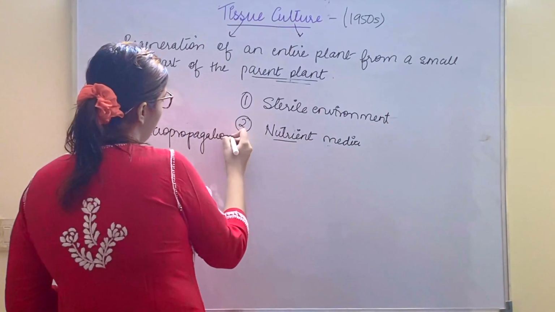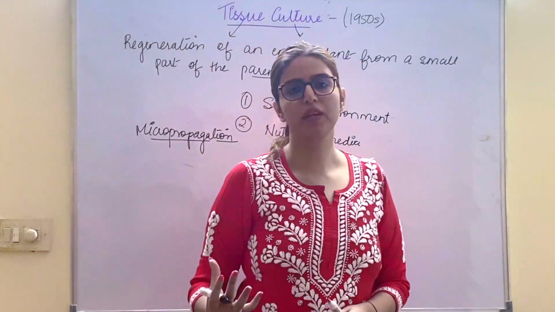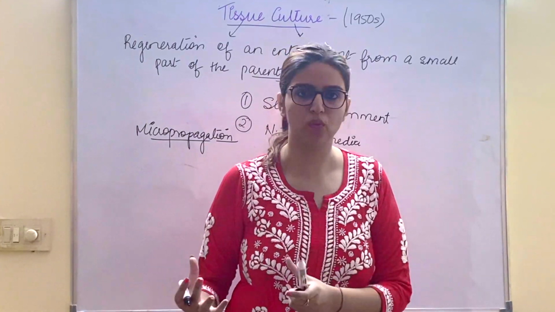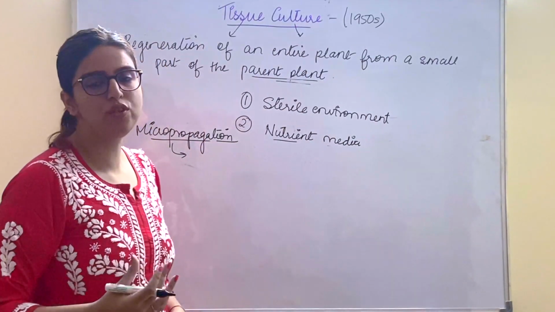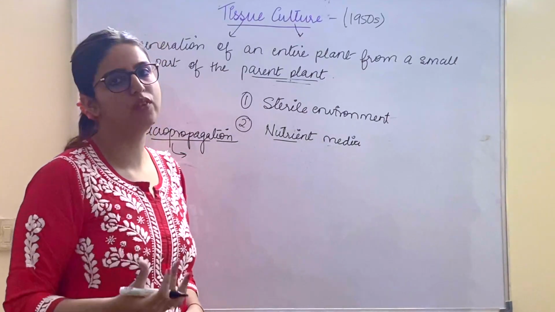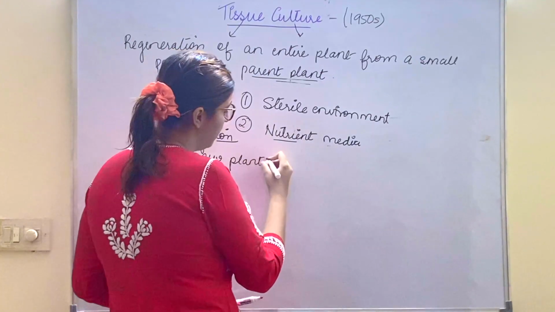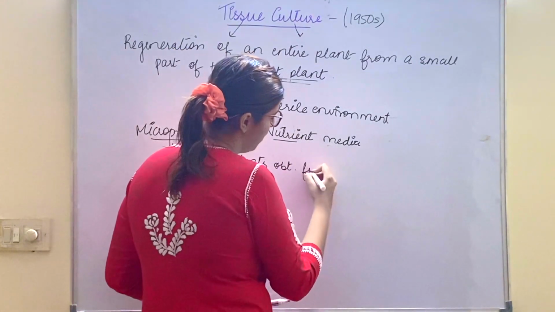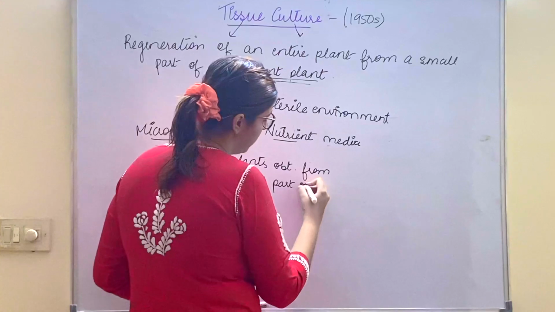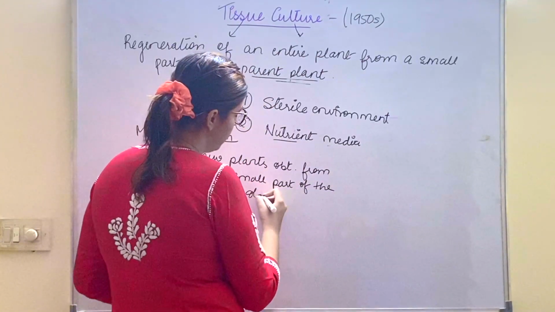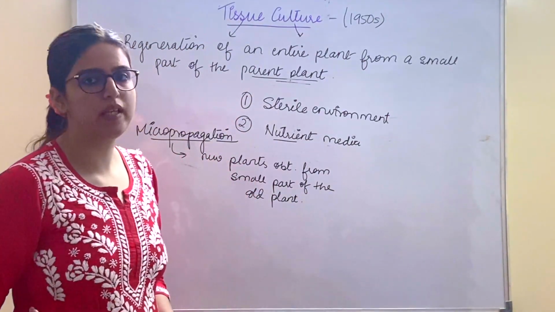Why is tissue culture called micropropagation? Micro means small. Propagation means forming something new. So tissue culture is called micropropagation because new plants are formed from a very small part of the old plant. Many new plants, in fact, are obtained from a small part of the old plant. That is why it is called micropropagation. I need a very small amount of tissue, and from that I can grow many plants, right?